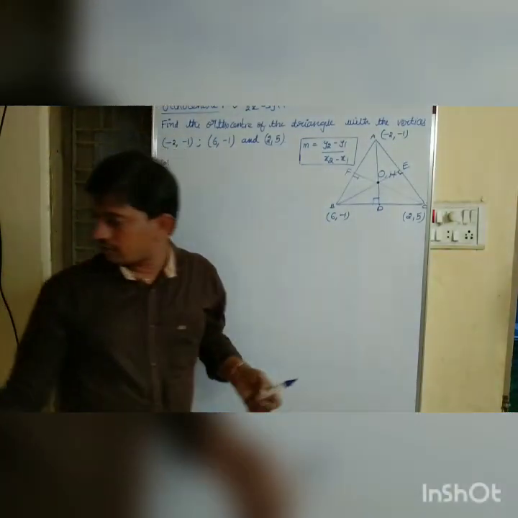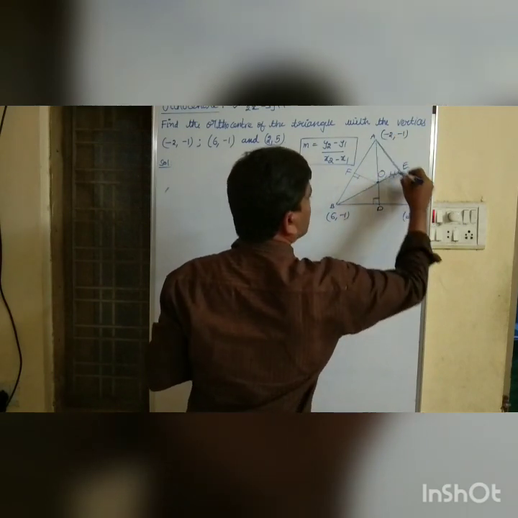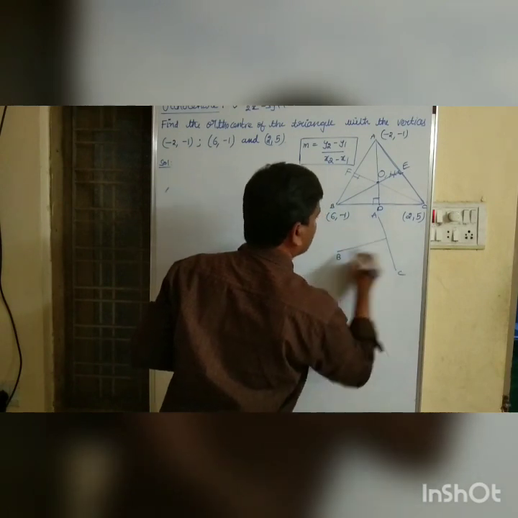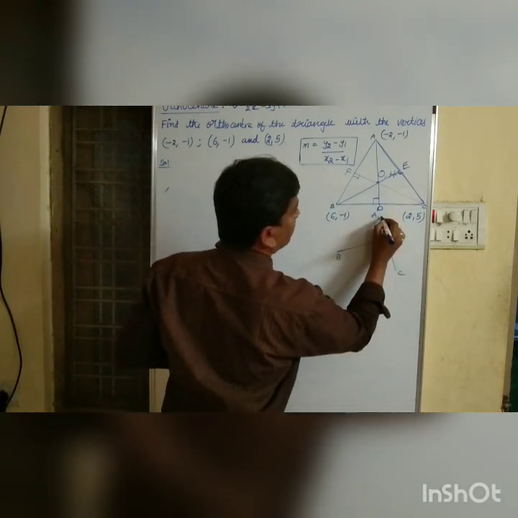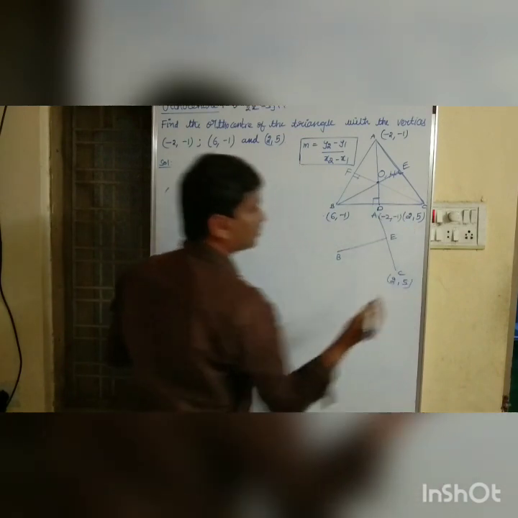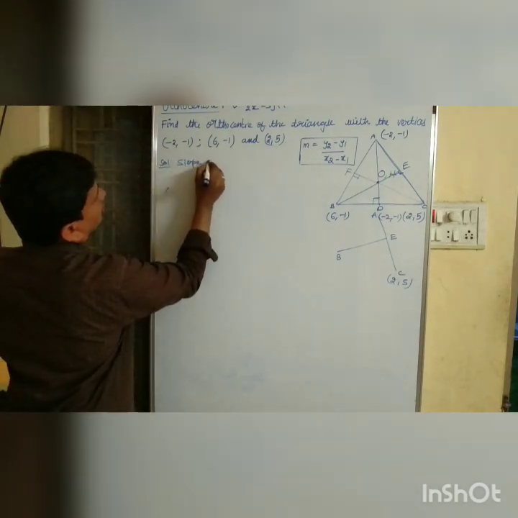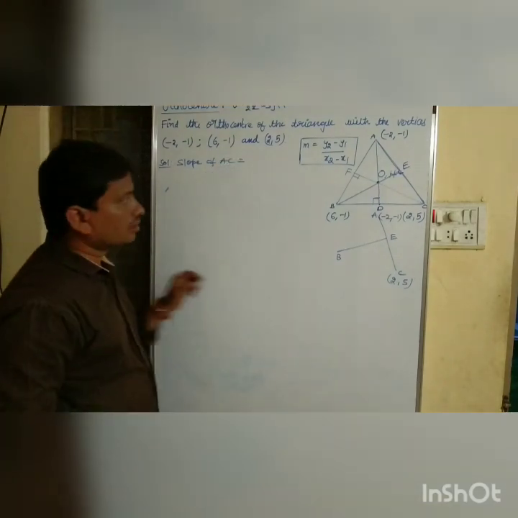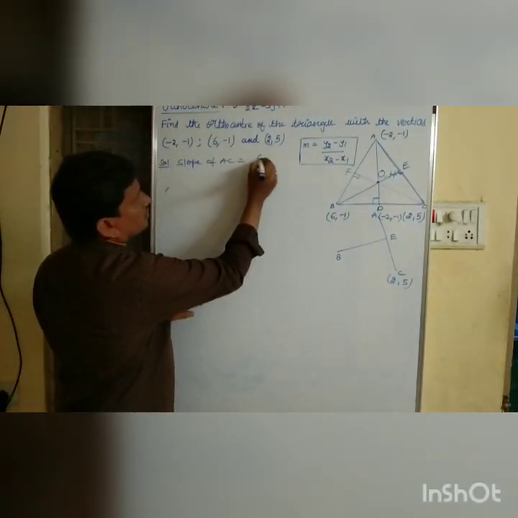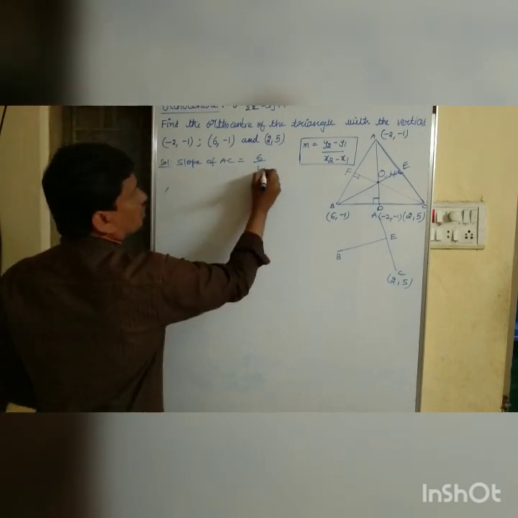Let us find the equation of BE. As we know, BE is perpendicular to AC, where A is (-2, -1) and C is (2, 5). First let us find the slope of AC, that is (y2 minus y1) by (x2 minus x1). 5 minus of minus 1 is 6, and 2 minus of minus 2 is 2 plus 2, 4.